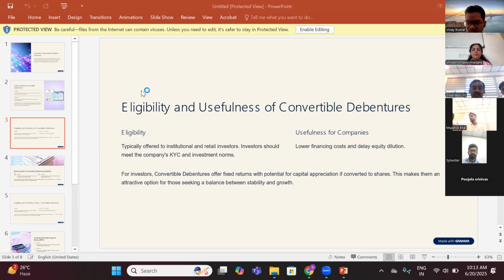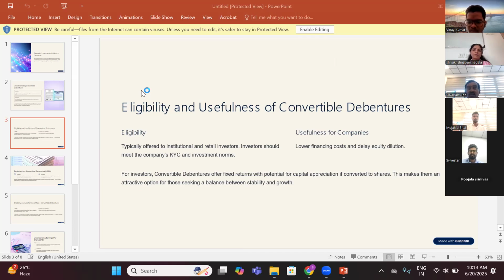That means these convertible debentures have stability in growth and will benefit the investors. Hence, convertible debentures are most preferred by investors as they are secured and they get dual benefits out of the investment. Next, usefulness for companies: lower financing costs and delayed equity dilution.